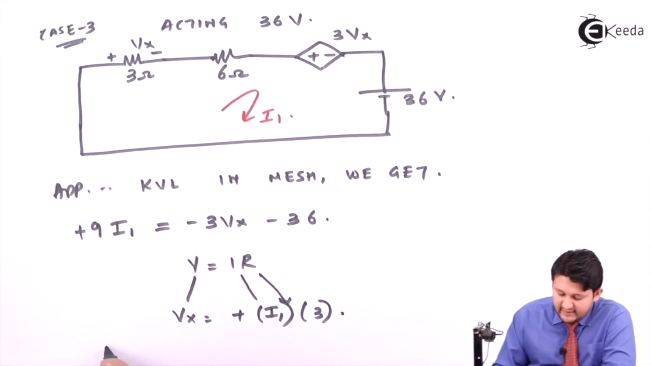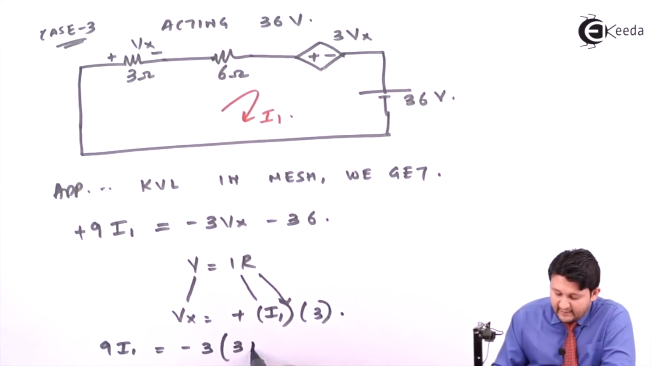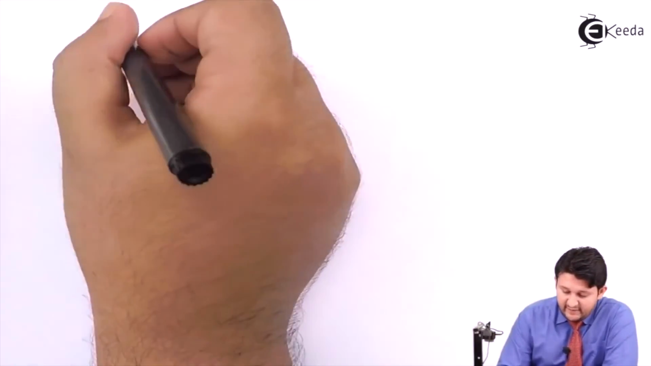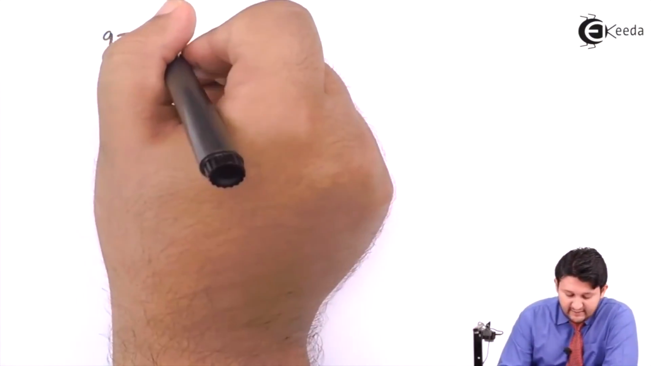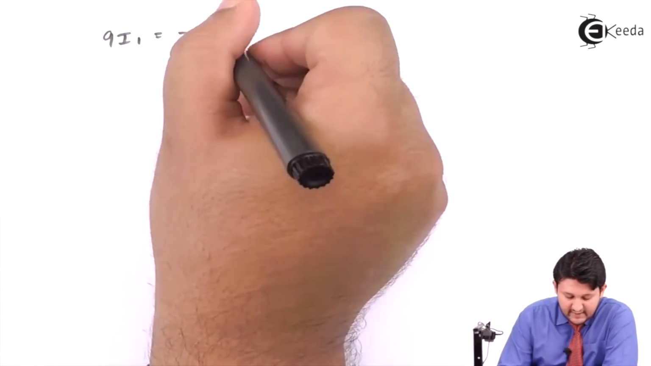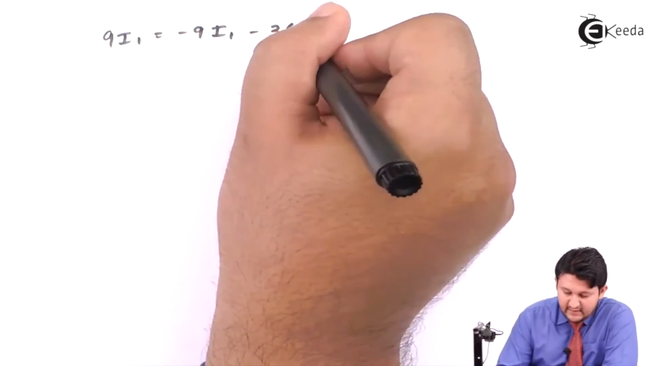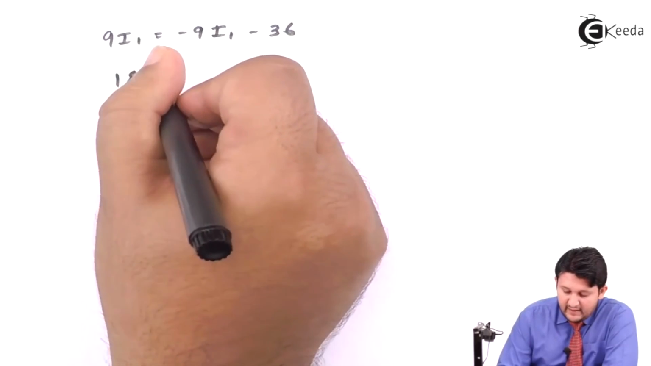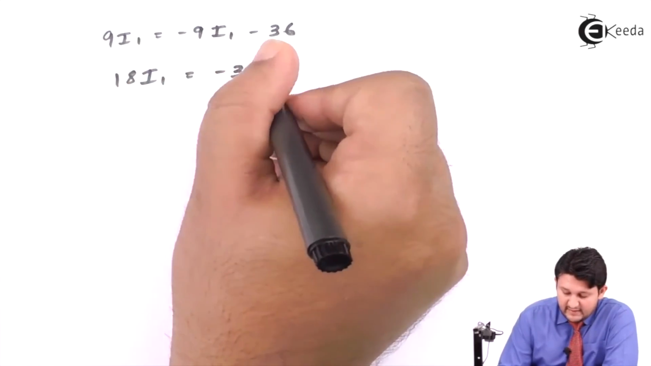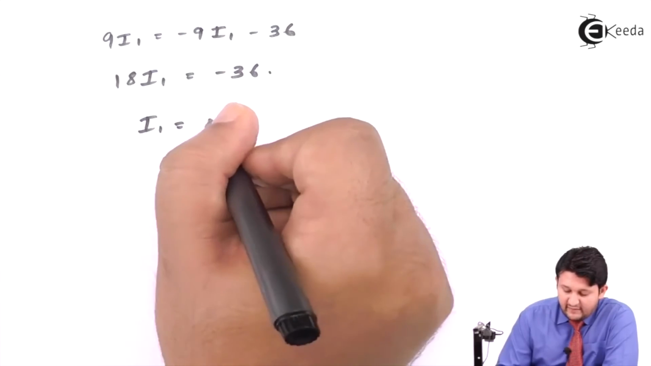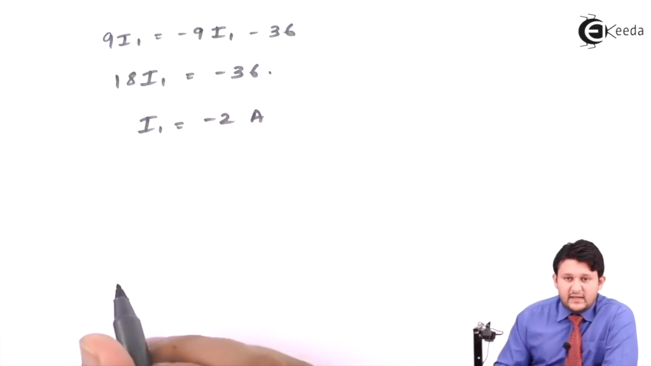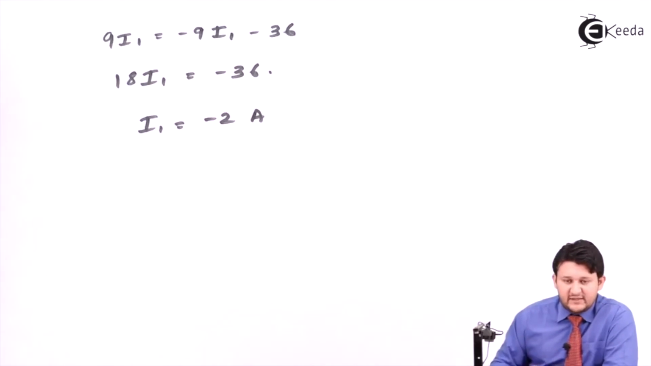Put the value for Vx in the equation. So we'll be getting minus 3 bracket 3i1 minus 36. Simplify it, get the value for I1. So we'll be getting 9i1 equal to minus 9i1 minus 36. Shift, we'll be getting 18i1 equal to minus 36. So your I1 will be minus 2 amperes. That's not your final answer. You need to find Vx for this condition.